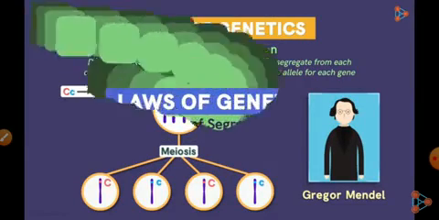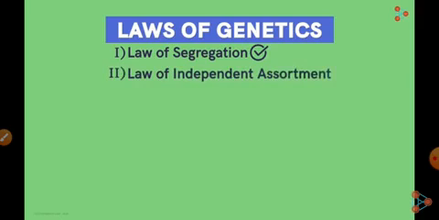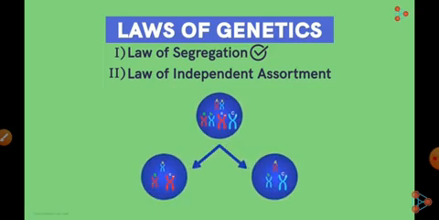So what's the next law? It's the law of independent assortment. Does this mean that the genes assort independently? Or is there anything else that the law specifies? Let's find that out in the next part.